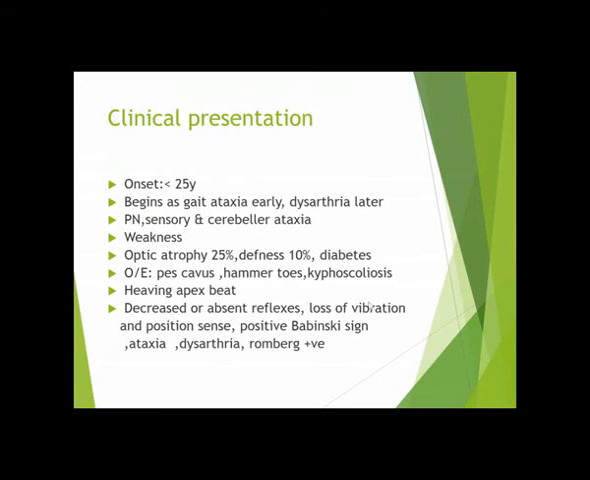On examination, you will get pes cavus, that is the high arched foot, hammer toes, and spine deformities like kyphoscoliosis, and they may have a heaving apex beat because of hypertrophic cardiomyopathy. There can be decreased or absent reflexes, loss of vibration and position sense, positive Babinski sign, that is extensor plantar, and patients can have all the cerebellar signs, and Romberg can also be positive. So this is the symptom complex of Friedreich's ataxia. We do see such cases in our clinical setting, but not very commonly.